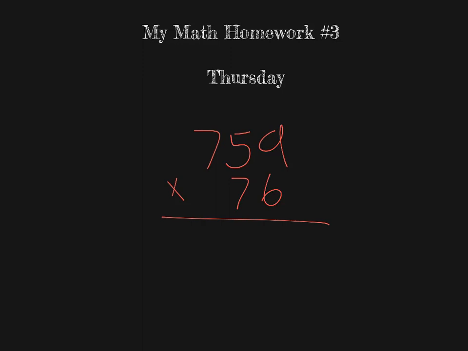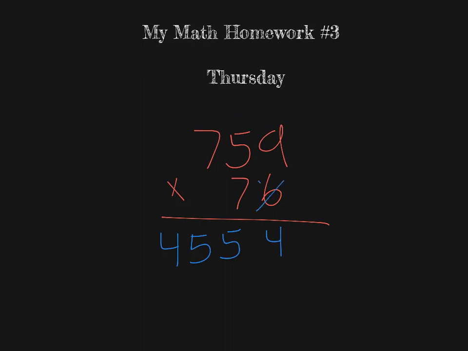Alright, 6 times 9 is going to be 54. 4 goes here, carry the 5. 6 times 5 is going to be 30. Add 5 would be 35. Carry the 3. 6 times 7 is 42. Add 3 is 45. There it is. Let's go and erase the numbers up top, so that doesn't bother us and just doesn't confuse us.